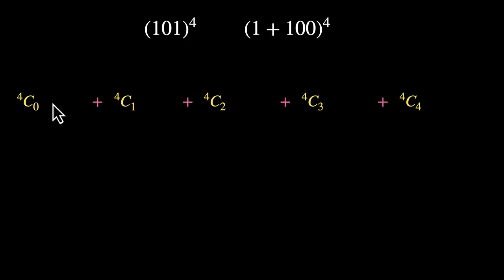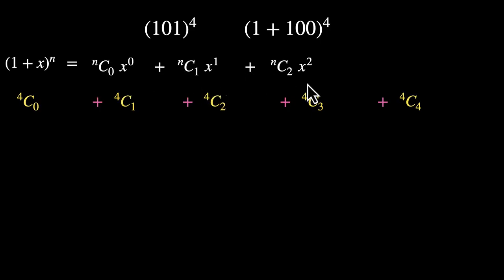Now if you're forgetting what the rest of it is, here's a quick recap of what 1 plus x to the power n is. Its expansion is nc0 x to the power 0 plus nc1 x to the power 1 plus nc2 x square and so on. The coefficients go 0, 1, 2 and so on, and the powers are also increasing: x to the power 0, 1, 2 and so on. This goes to ncn x to the power n. And what's x here? x here is 100. So let's put that down.